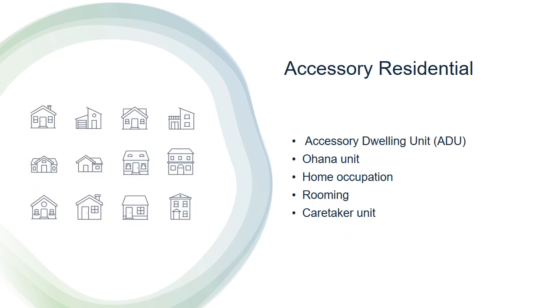The third subcategory is accessory residential. There are 5 land uses within this category. Accessory dwelling units, or ADUs, and Ohana units both give landowners opportunities to increase the number of dwelling units on a property. Home occupations allow people to operate a business out of their dwelling as long as it is not impactful to the neighborhood. Rooming allows up to 3 additional people to live in a dwelling unit with a related family occupying the dwelling unit.